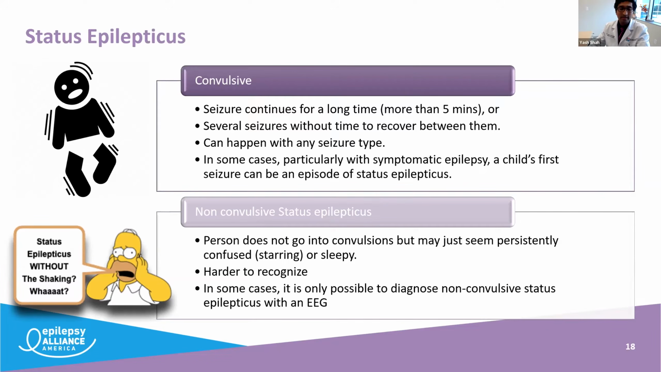However, if we have a seizure action plan in place, the person who is with the child will be able to know when he's having non-convulsive status epilepticus.